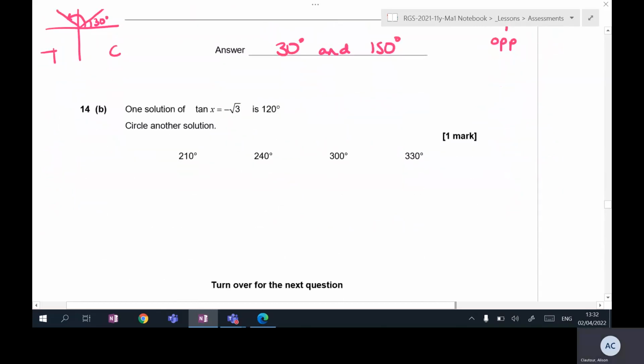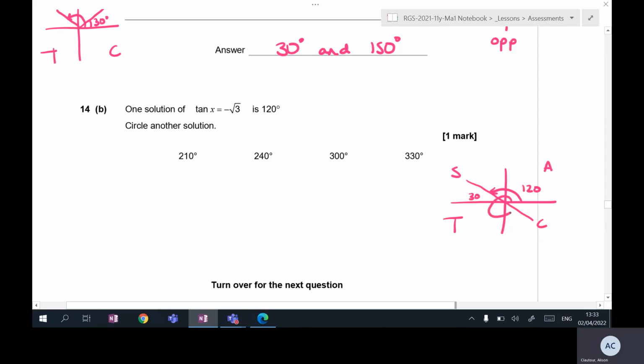We've then got another trig equation to solve. It does give you one of the solutions. For this question, tan is a negative number, so it will be positive in the All quadrant and the T quadrant. Because it's negative, it will go into the other two quadrants. It gives you one of the solutions, so we know this is 120, which would make the remaining part 30.